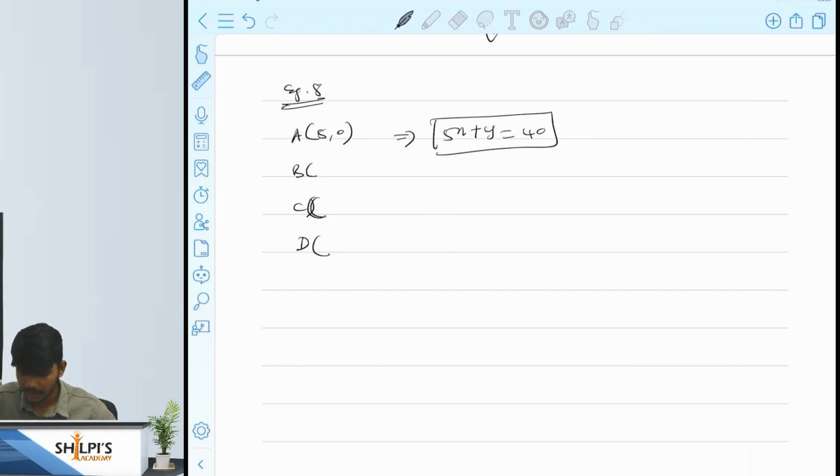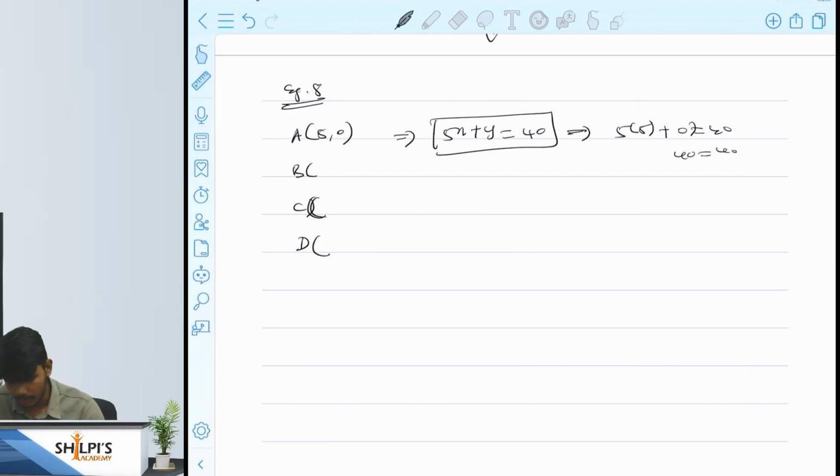I am checking whether this point is on that line. So I substitute and check. So if I substitute now, it is satisfying. So I can tell that it is exactly the point 8 comma 0.